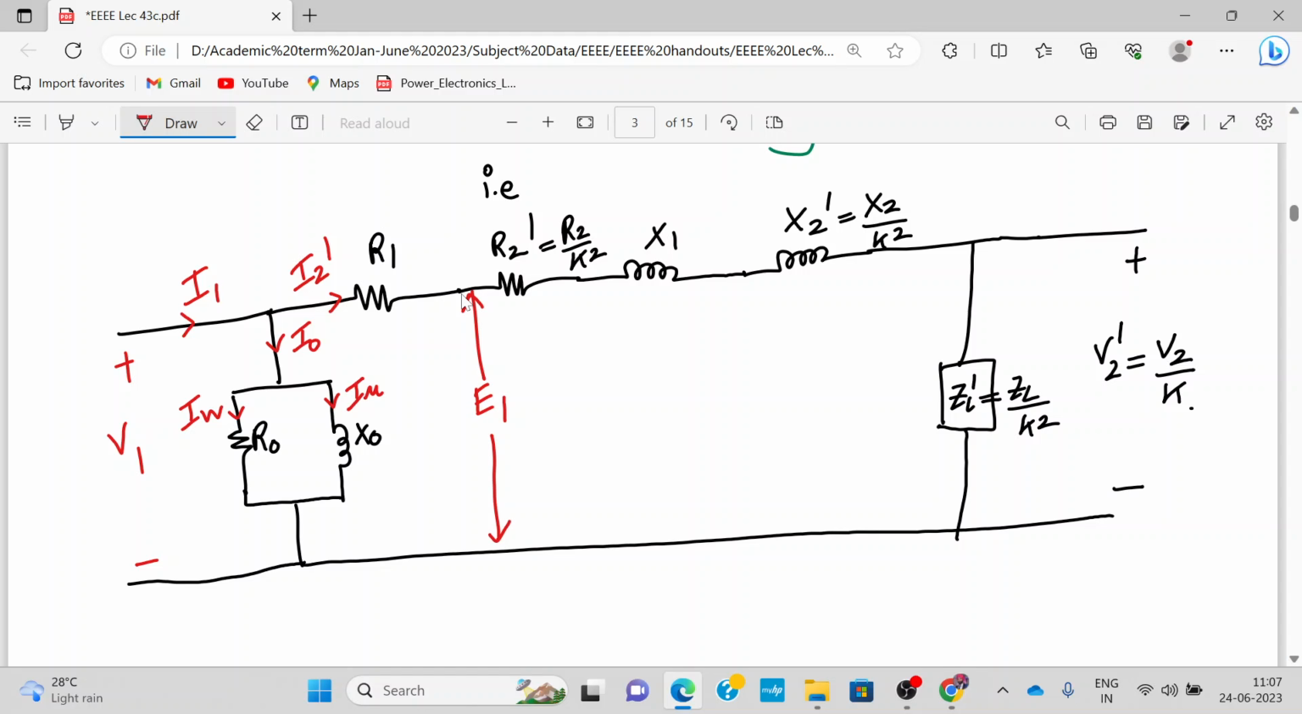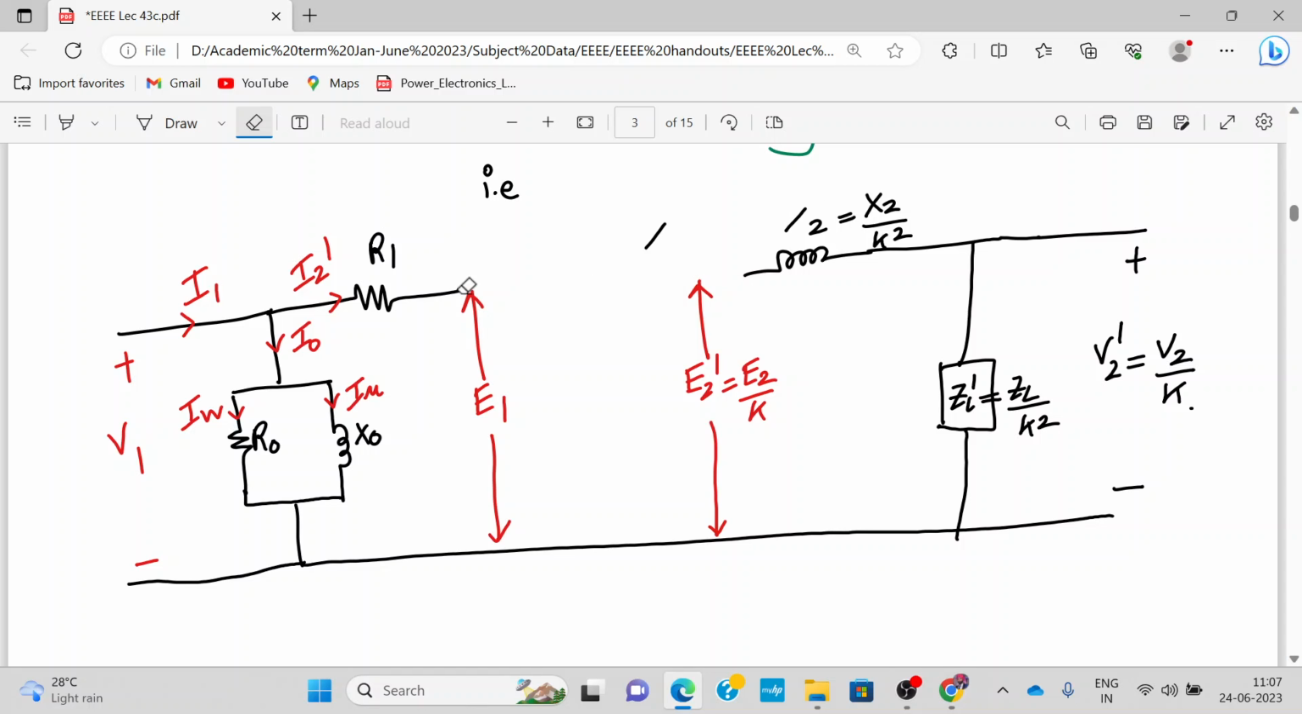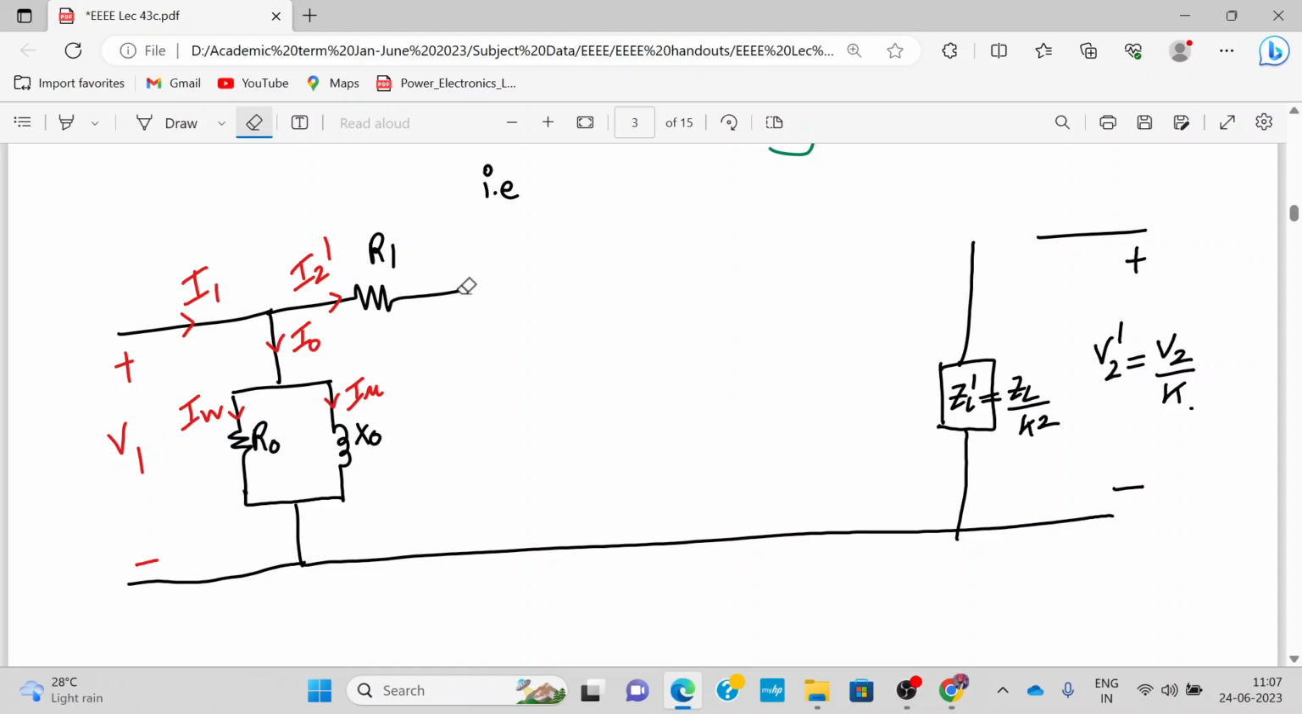And here we can mark the secondary voltage E2 dash, which is E2 by K. Okay, I have not marked it properly. Actually, R1 and X1 should come over here, and then we can call it E1, and R2 dash and X2 dash should come over on that side. Let me rearrange that so that it looks proper on paper.